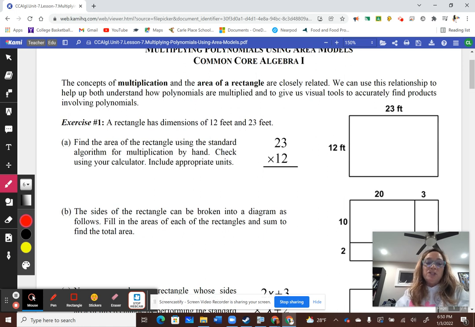We can use this relationship to help us both understand how polynomials are multiplied and to give us a visual tool to accurately find products involving polynomials. Find the area of the rectangle using the standard algorithm for multiplication by hand. So basically, how did you do it when you were younger? We would do the ones column times the ones.